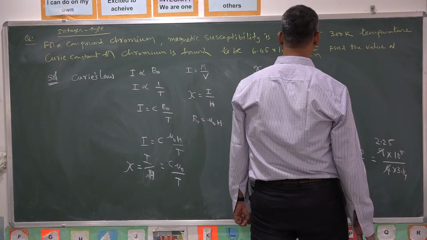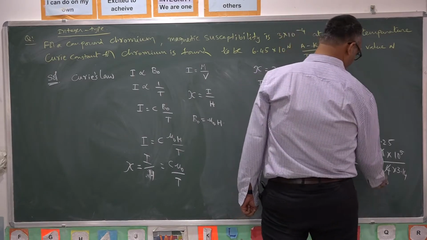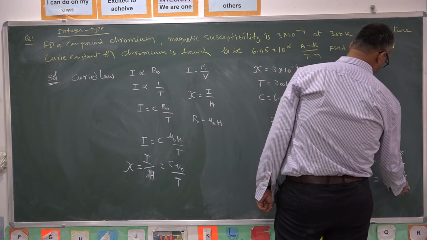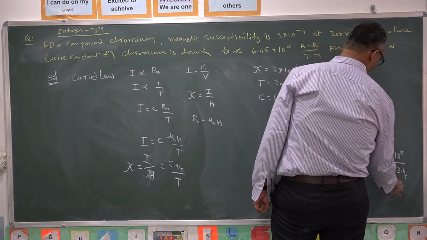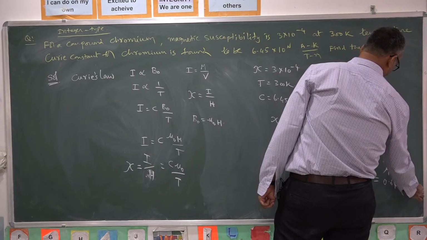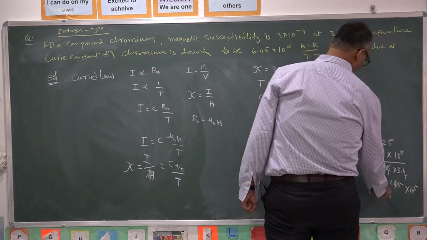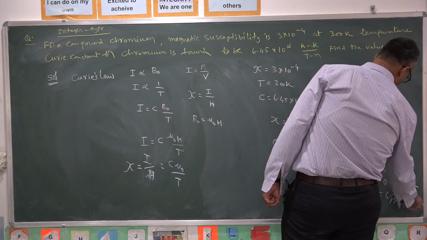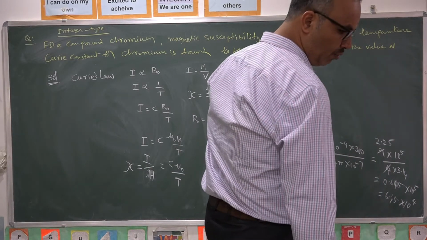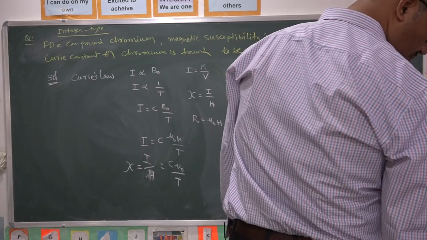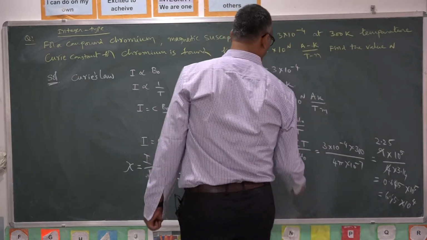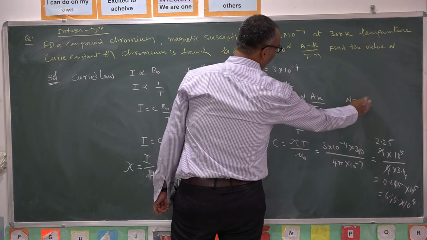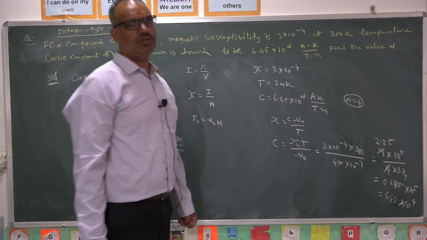Two by three means this is 0.635, sorry, 6.45 into 10 power 5. Then you can write it as 6.45 into 10 power 4. So the answer, if you compare with this, n value is 4. 4 is the answer for the given question.